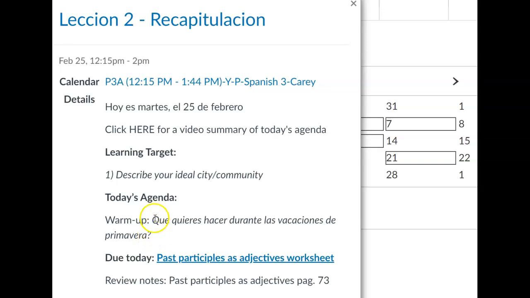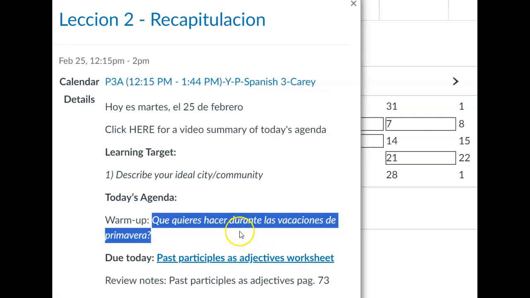Your warm-up question for today, ¿qué quieres hacer durante las vacaciones de primavera? What do you want to do during spring break? Make 3 nosotros commands, whether that's to you and your friends or to you and your family, for things, suggestions that you'd like to do together during the spring break. Utilize the notes on page 70 for how to create nosotros commands.